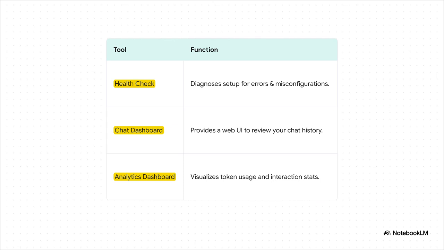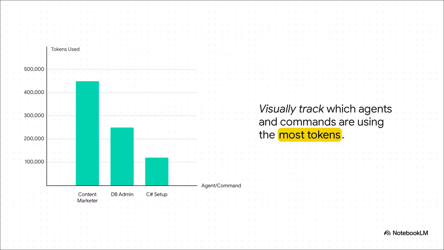You get three main tools here. There's a health check that scans your whole setup for any errors. There's a chat dashboard that gives you a nice web interface to look back through all your conversations. And then there's the analytics dashboard, which lets you actually visualize your token usage and other stats. And that analytics part, wow, it is so powerful. I mean, for the first time, you get this really clear visual breakdown of how you're using the AI. You can see which agents are eating up the most tokens, which helps you figure out your patterns and maybe even optimize your costs. It's a level of insight most of us just haven't had before.